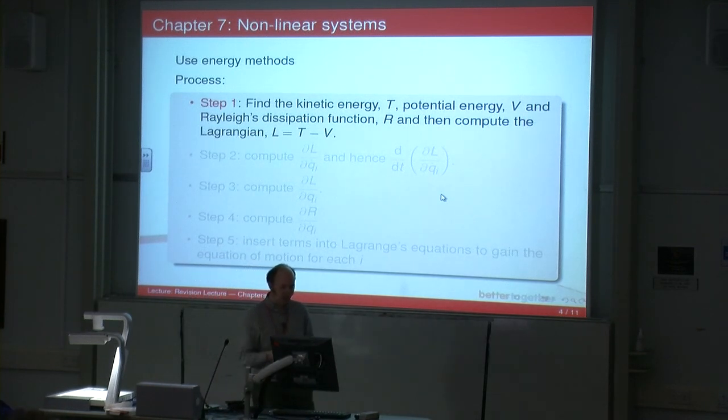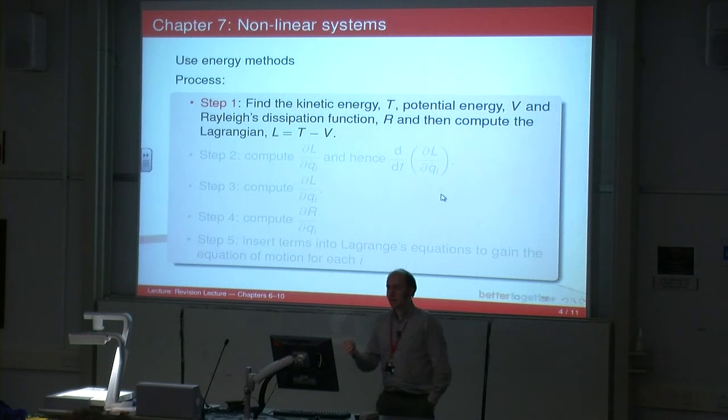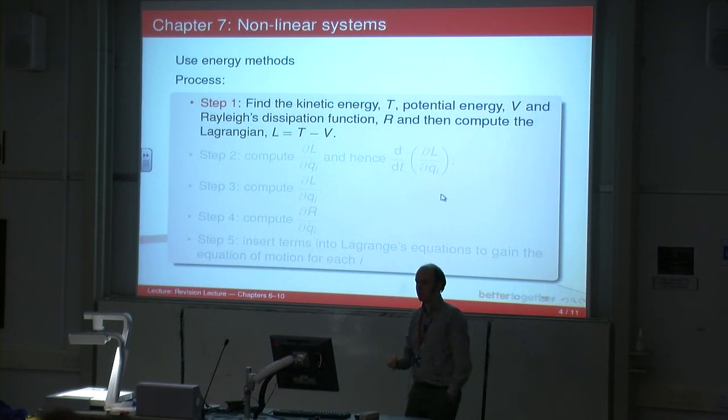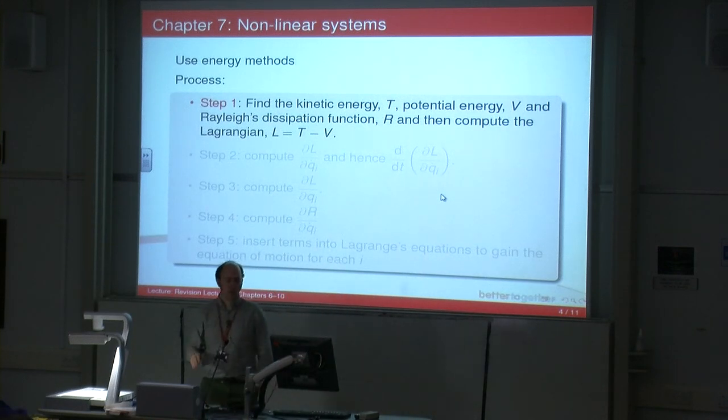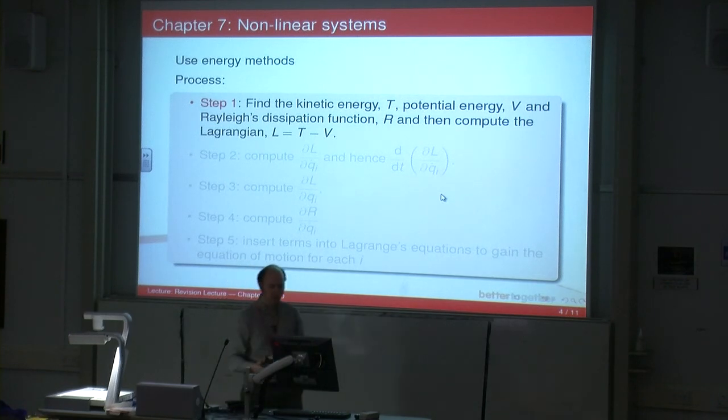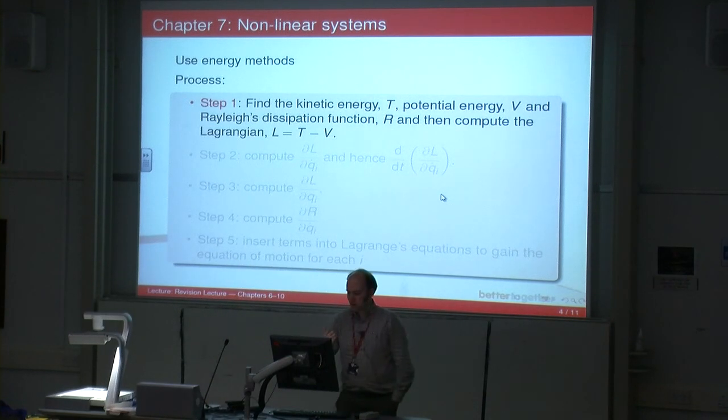The first step is you have to take a look at the system, and for the whole system in general, you need to find the kinetic energy. So if things are moving, whether they're rotating or moving left and right, you have to find the kinetic energy of the system. So obviously 1/2 mv squared if something's translating in a linear fashion.